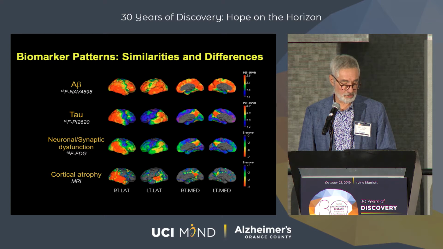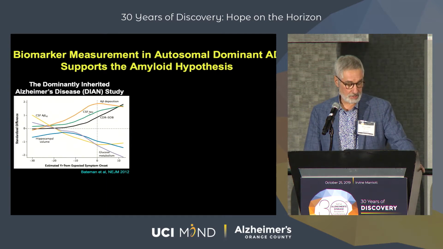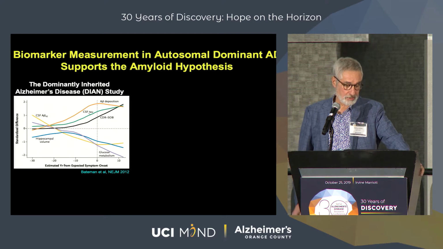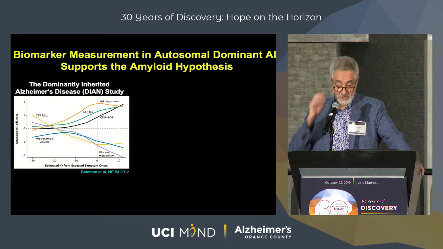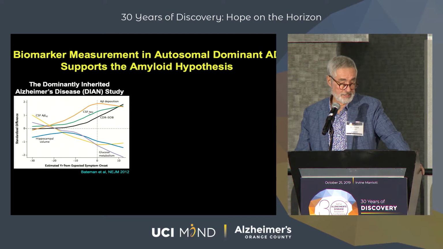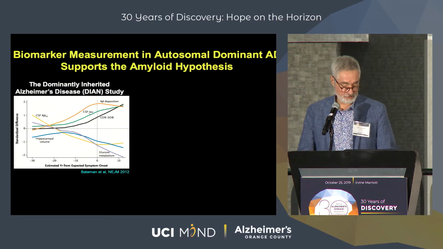So I want to tell you about a study that I think was a landmark that was published in the New England Journal a number of years ago. This was done by the group at Washington University led by Randy Bateman, and it's a study in a group of individuals that have been called the Dominantly Inherited Alzheimer's Network, or DIAN study. And this was really a fascinating study.